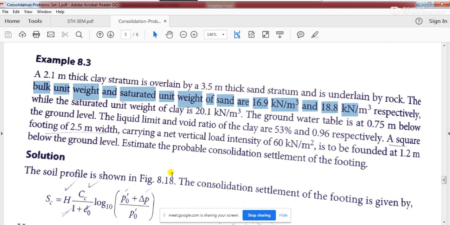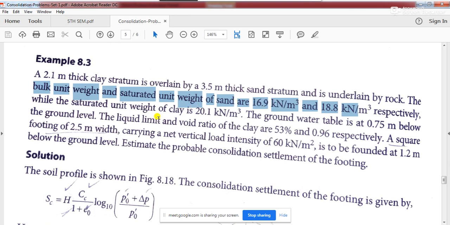The problem is saying the saturated unit weight of clay. Obviously the clay needs to be saturated. If the clay is not saturated, then consolidation will not happen. So for clay, the bulk property is not required in this case at all, because only in a fully saturated clay can consolidation happen.